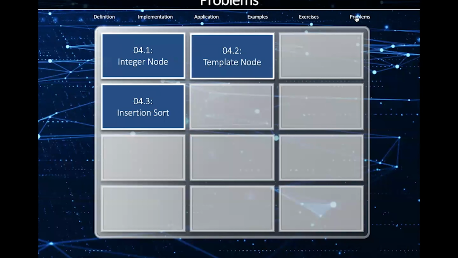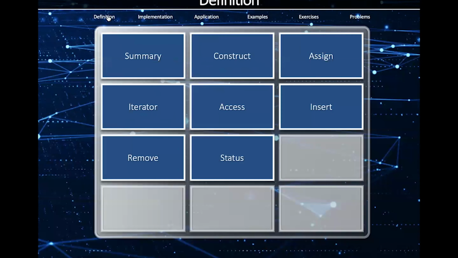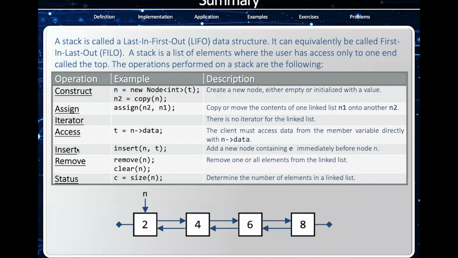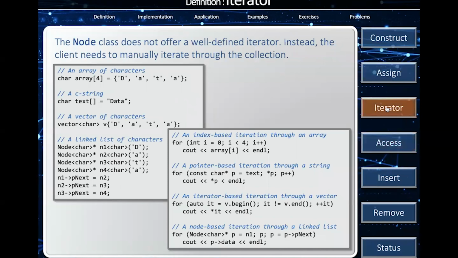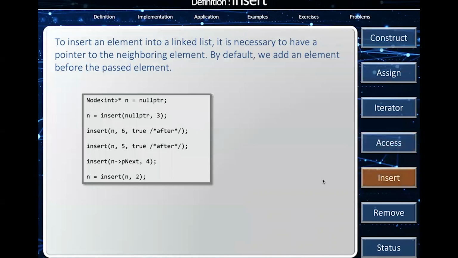Let's take for an example the definition section. I'm going to jump straight to the summary, and then I'm going to hyperlink into the access section, and this will show you how to access things, in this case, the vector. Let's hop to the insert, and then we have some animation to show how each line of code modifies the linked list one at a time.